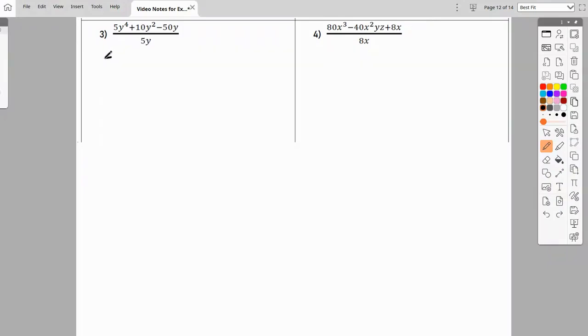So again, for example number 3, we want to break up the problem into every term being divided by the denominator. So the 5y to the fourth power will be divided by 5y. 10y squared will be divided by 5y. And so will the negative 50y be divided by the 5y. As a reminder, we're going to go ahead and actually divide the numbers.